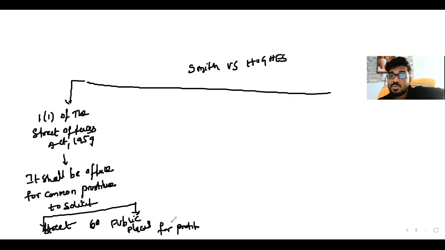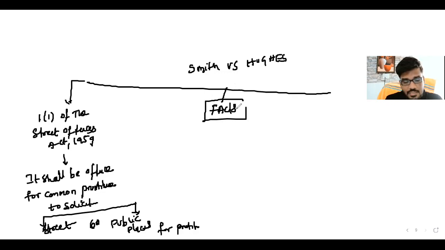It shall be an offence. What is the offence, sir? Any common prostitute cannot solicit people in the street or in public places for prostitution activity. Okay, sir, in public places. This is the act. What happened? What are the facts of the case?